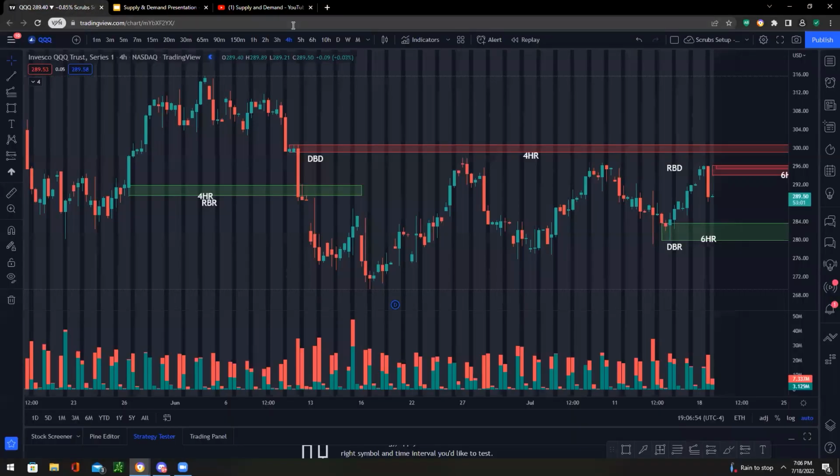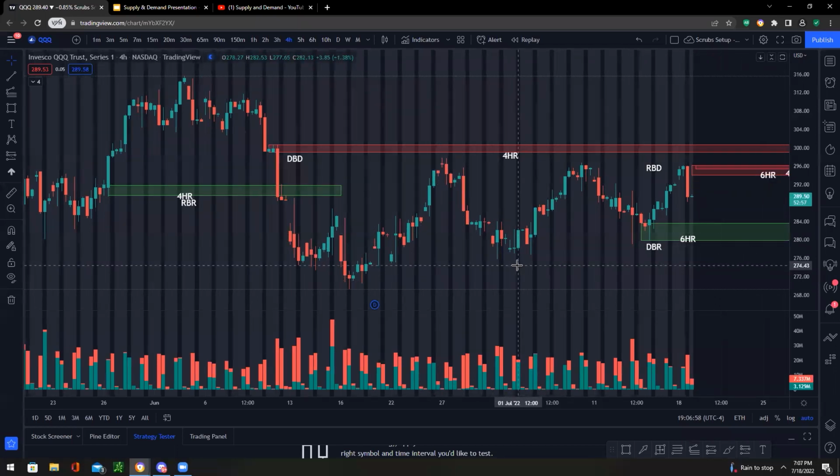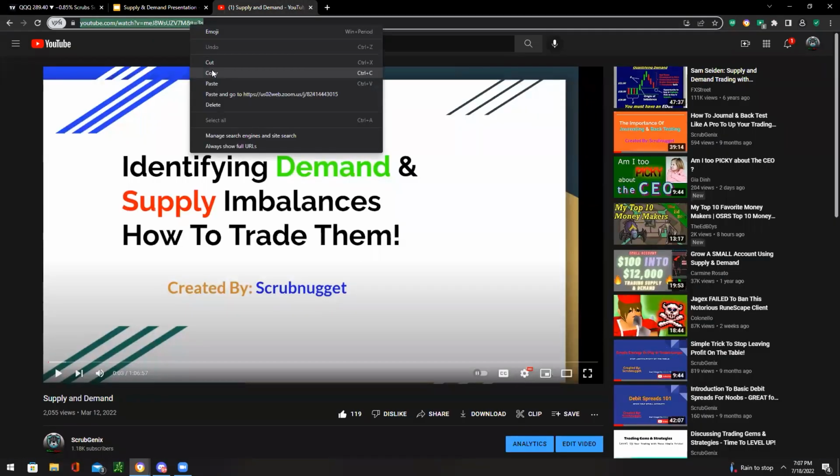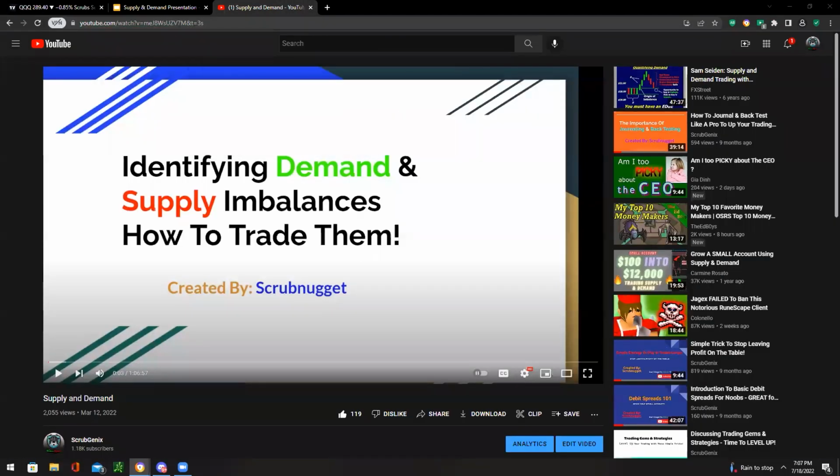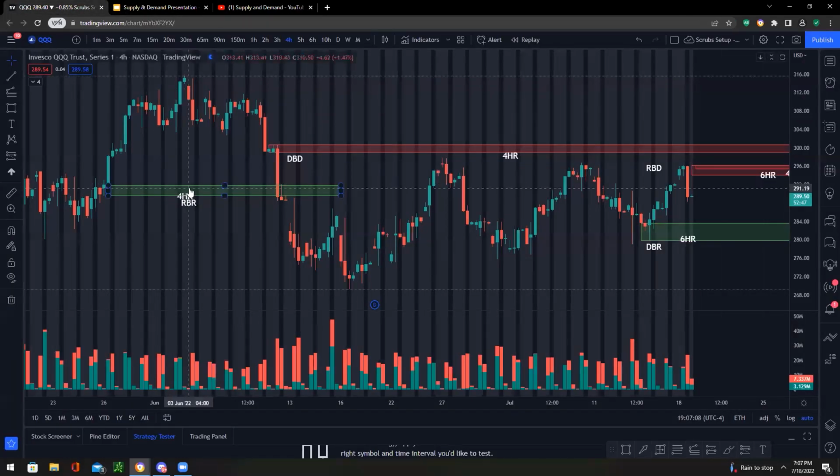If I look right over here, I put some supply and demand zones up. If you want to check out the actual full length of how I identify them, here's that. But for today's lesson, we're only talking about how I trade them. The four different imbalances are rally base rally, drop base drop, drop base rally, and rally base drop.